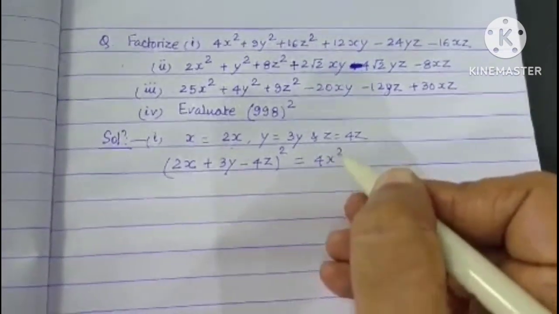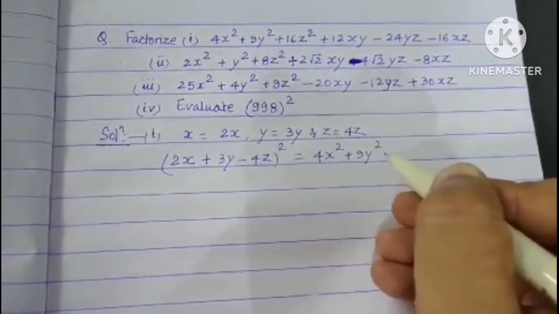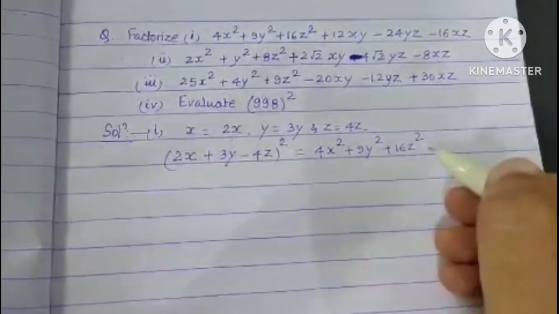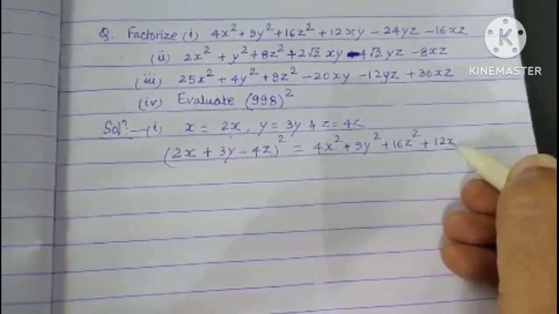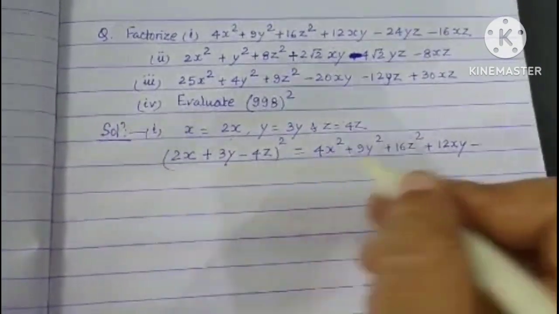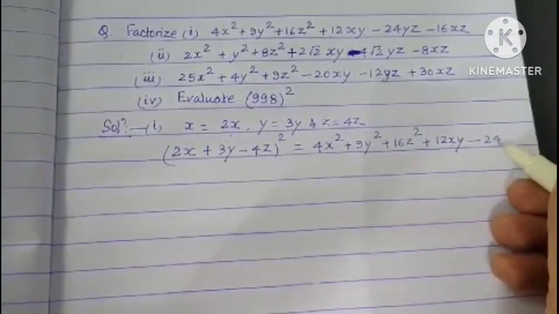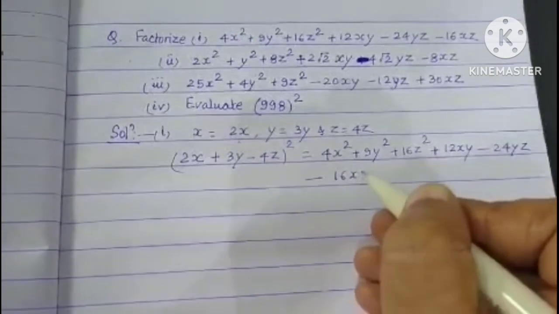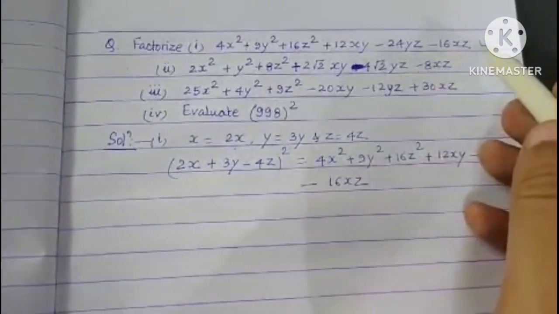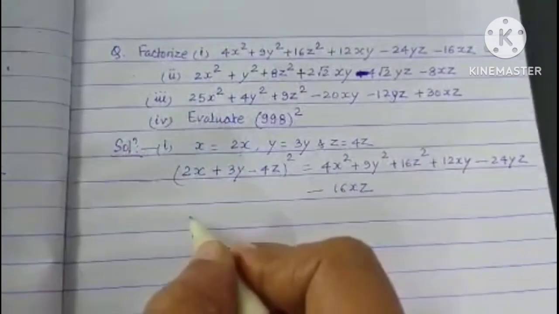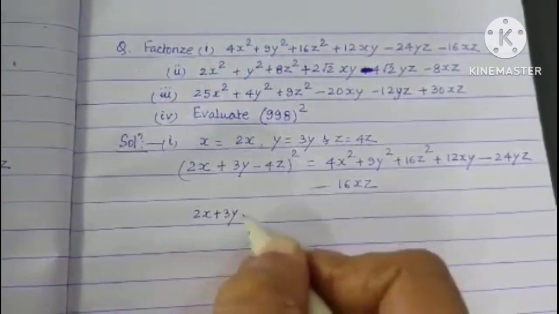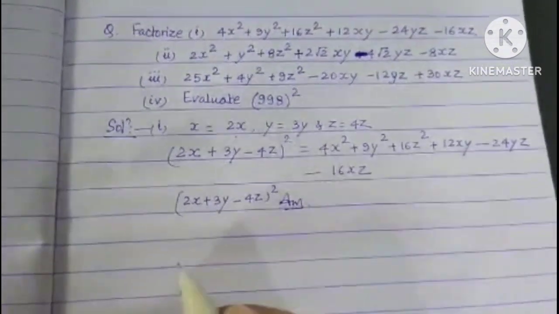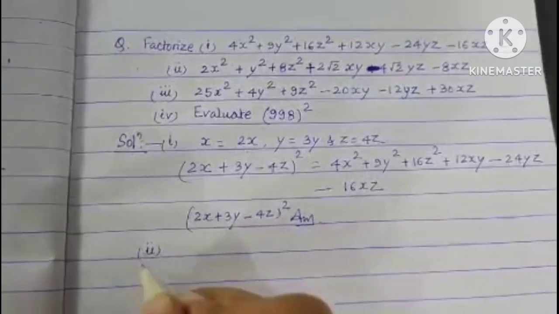It will come out like this, 4x square plus 9y square plus 16z square, and this plus 2xy means it will come plus 12xy, then it will come minus 24yz, and then it will come again minus 16xz, which is exactly this one. So we can write its factorized form is 2x plus 3y minus 4z whole square, and this will be our answer. Okay, let us see second one.